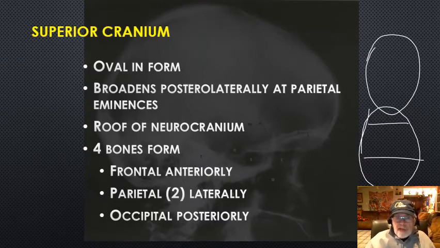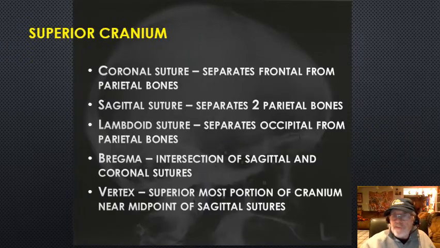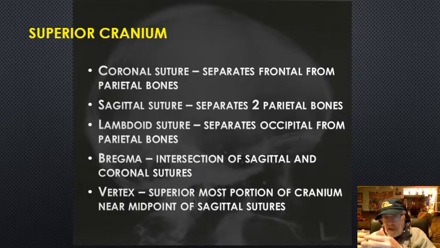Basically, four bones form the superior cranium. Obviously, the frontal bone, which would be up in here, the parietal bones on both sides, and the occipital bone in the back. So parietal, frontal, occipital, and that's what we see there. Basically, four simple bones. Sutures, again, are those areas, those joints where the bones come together or are locked together.